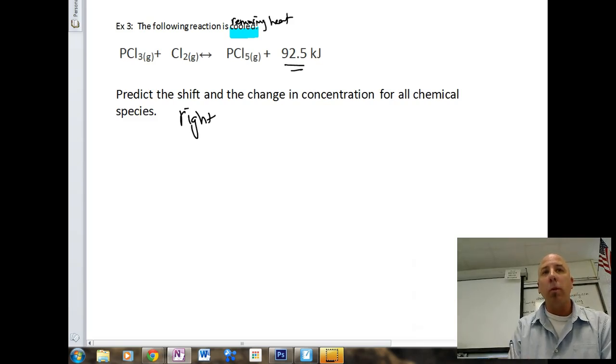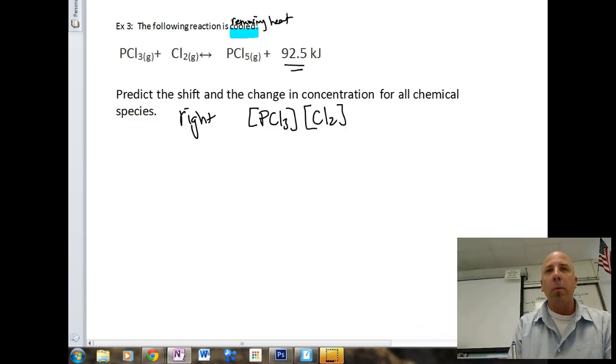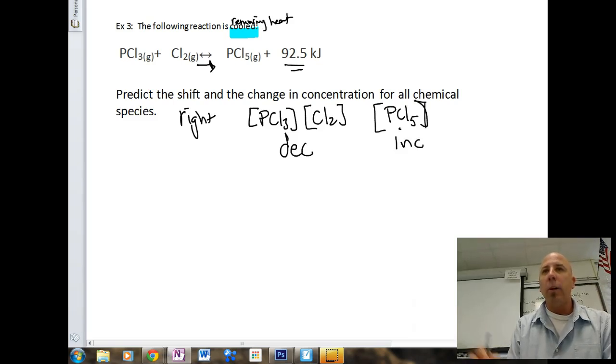It's going to shift towards what you remove. So the changes in concentration of PCl3 and Cl2 are going to be the same. They're both going to decrease because this is a right shift, and the PCl5 concentration is going to increase.